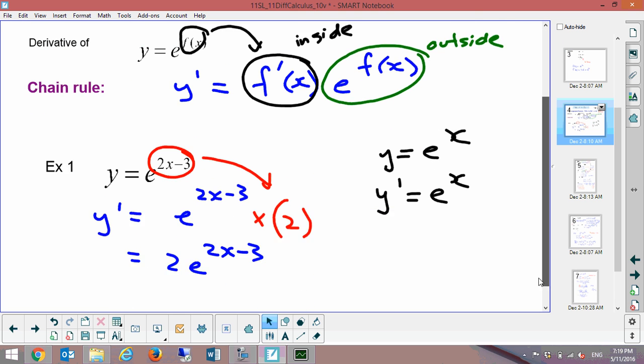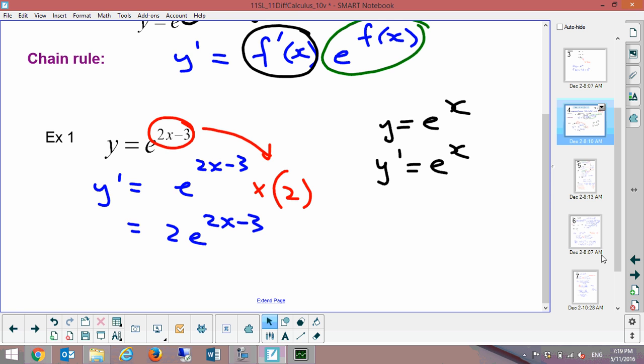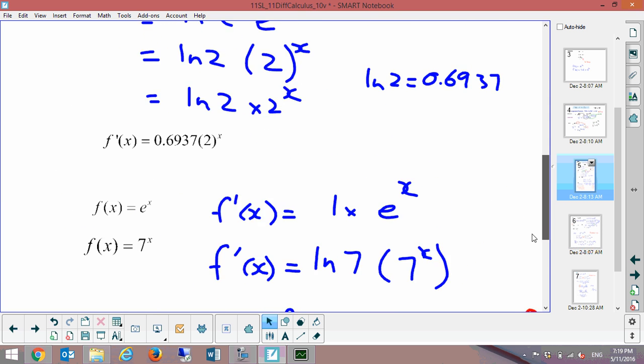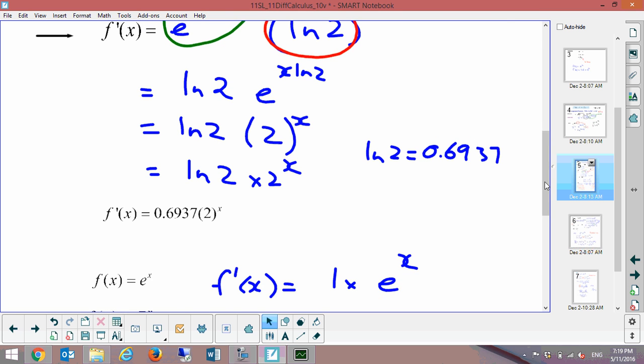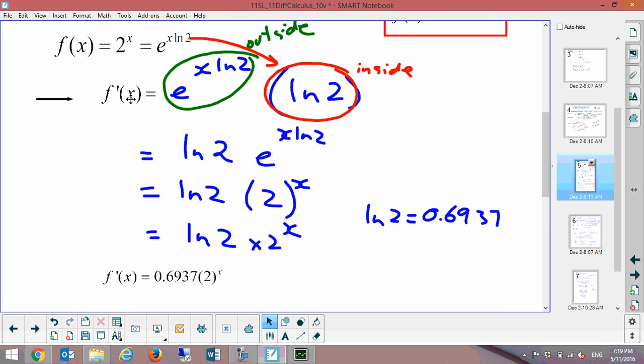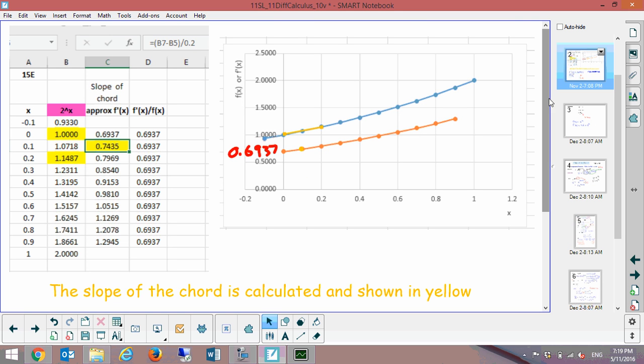So let's see why that is. There's our derivative function. Imagine if I put a 0 in here, then 2 to the 0 is 1. So it comes out as ln of 2. If we go back to where we were, we saw that this value at 0 for our derivative function was 0.6937, which is ln of 2.